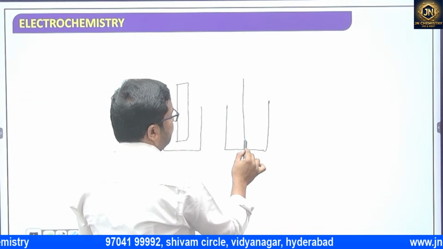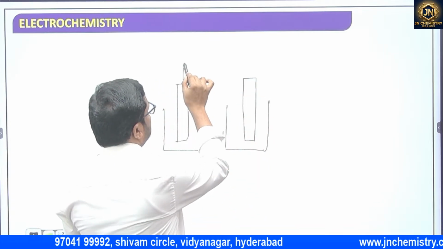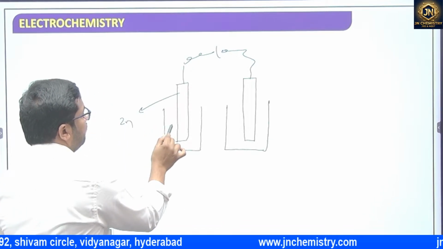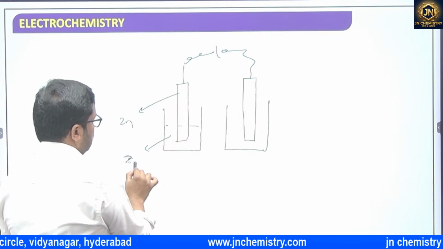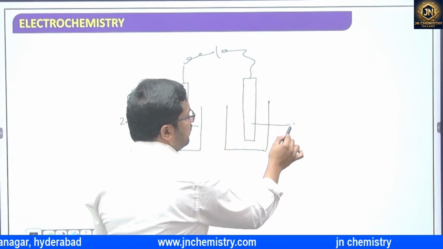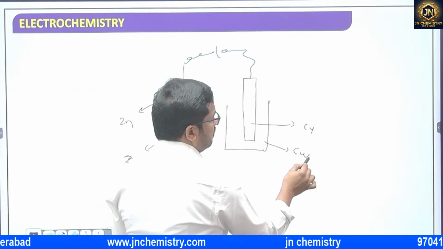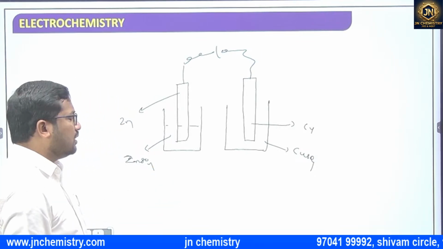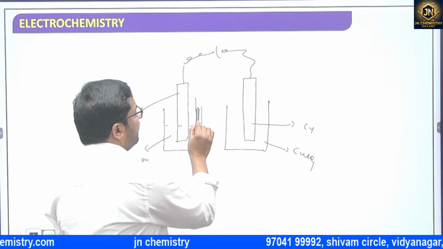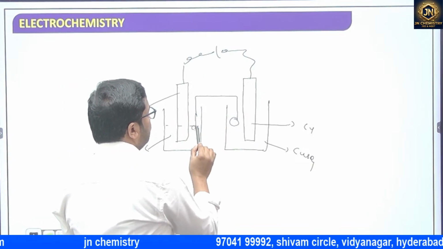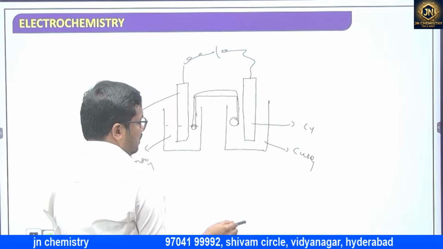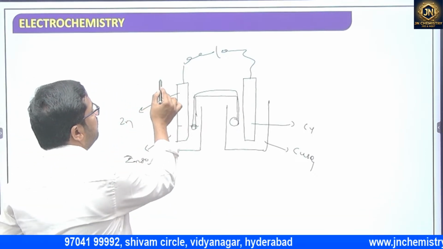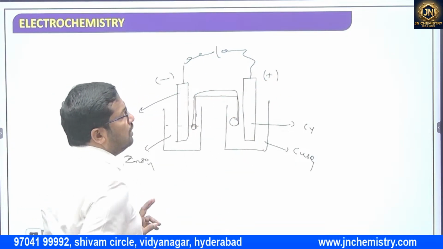For example, if we take a zinc rod dipped into zinc sulfate solution, and a copper rod dipped into copper sulfate solution. Copper sulfate or copper nitrate we can also take. There is one salt bridge, an inverted U-shape glass tube. This we discussed. At the anode, oxidation, negative. This is positive. Yes or no?